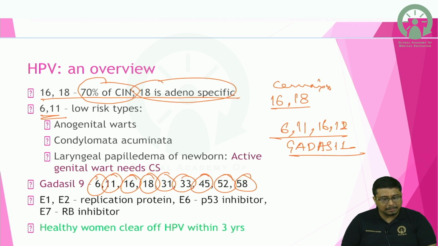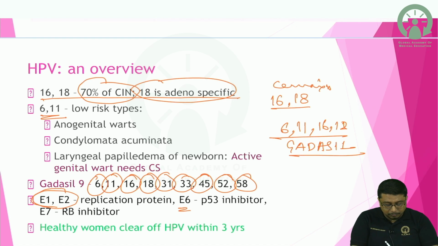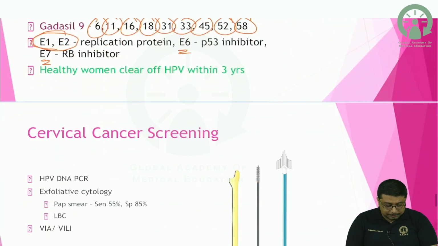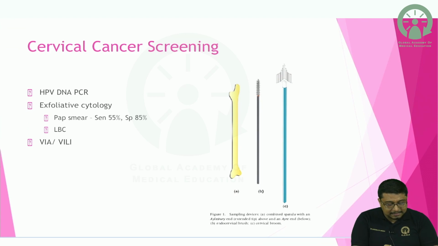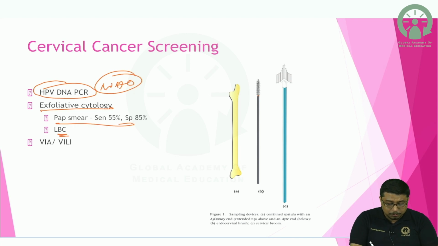Another thing you should remember is the protein structure of HPV. I think in microbiology you will be taught about it, but E1 and E2 are the replication proteins, E6 is the p53 inhibitor, and E7 is the RB inhibitor in case of the HPV viral genome structure. So cervical cancer screening is primarily by HPV DNA PCR, now WHO says. Also it can be done by exfoliative cytology, by liquid based cytology, or pap smear. So you should know these things.